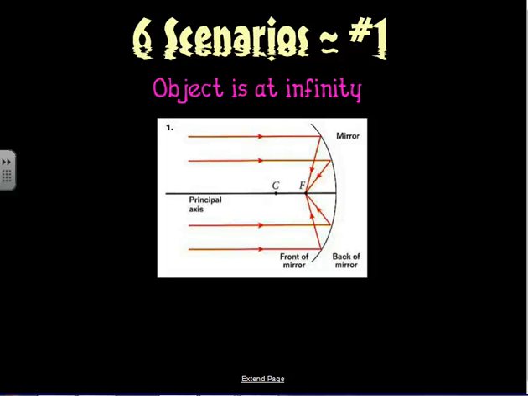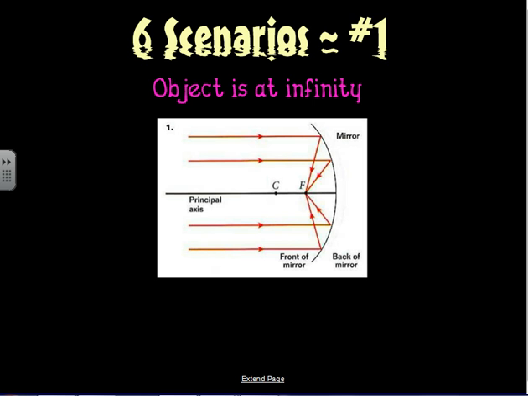This video will go through the properties of images created from concave and convex mirrors. We'll start with concave mirrors. In class, you should have received a worksheet that had 6 scenarios dealing with the position of objects and the images created from concave mirrors. You should use that worksheet as we go through this video.